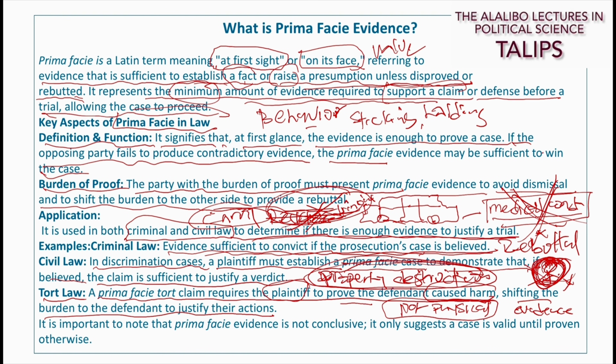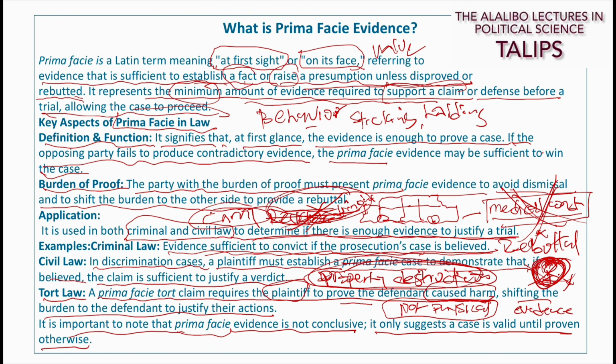So this is very important. In the grand scheme of things, in the legal aspect, prima facie evidence is very important, sufficient to bring a case, and if it's not refuted, it can carry the day. It can win the case. It is important to note that prima facie evidence is not conclusive. Not conclusive. It only suggests a case is valid until proven otherwise. Please take note of this, students. If you take nothing else from this lecture, take this.